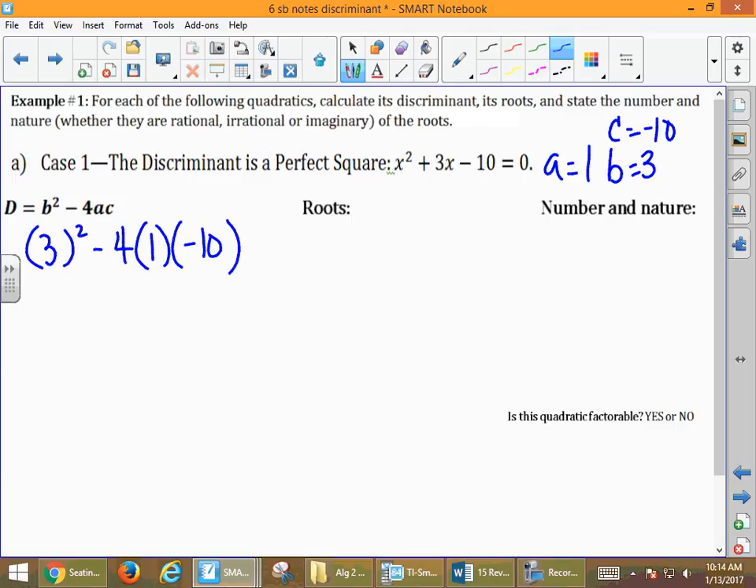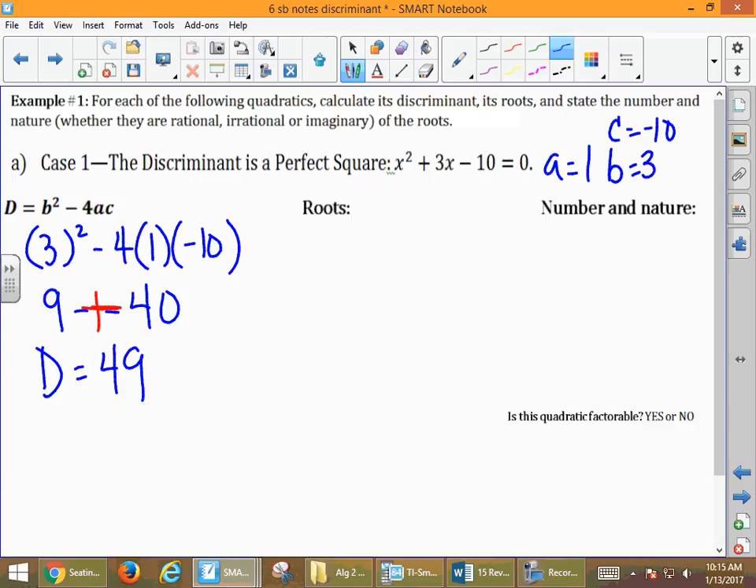And the first situation we're looking at is that the discriminant value is going to end up to be a perfect square. Well, 3 squared is 9, and 4 times 1 times negative 10 is negative 40. And what happens when we get 2 negatives together? We get a positive. So this is going to be 9 plus 40. Our discriminant in this problem is 49. It is a perfect square.